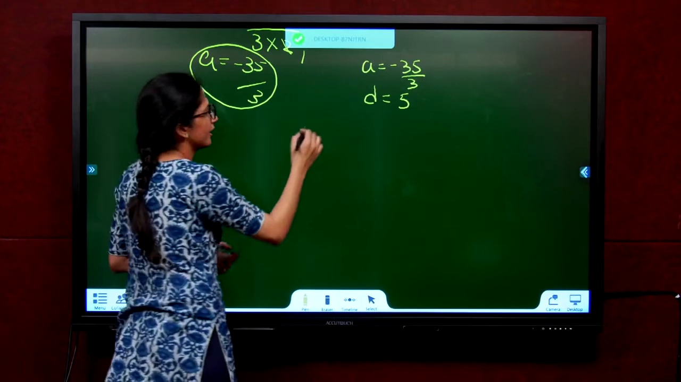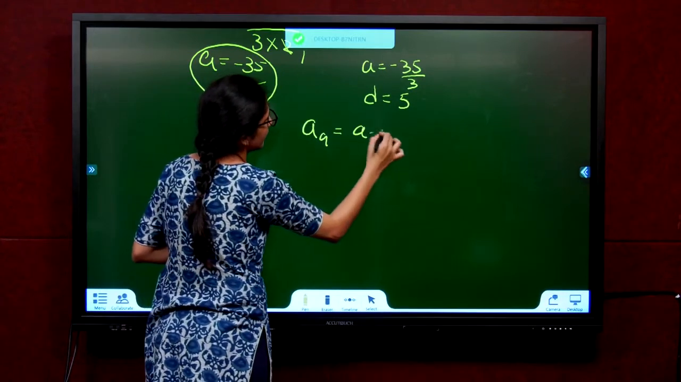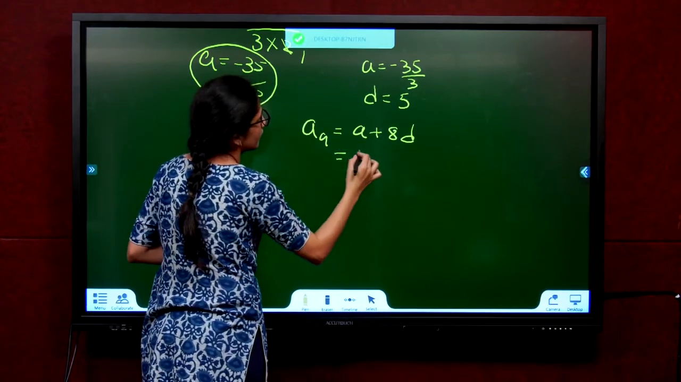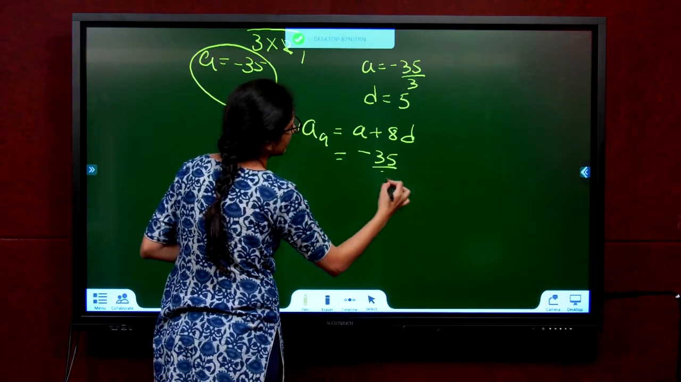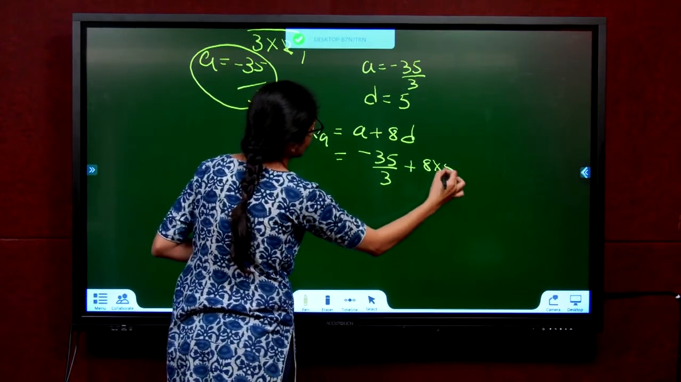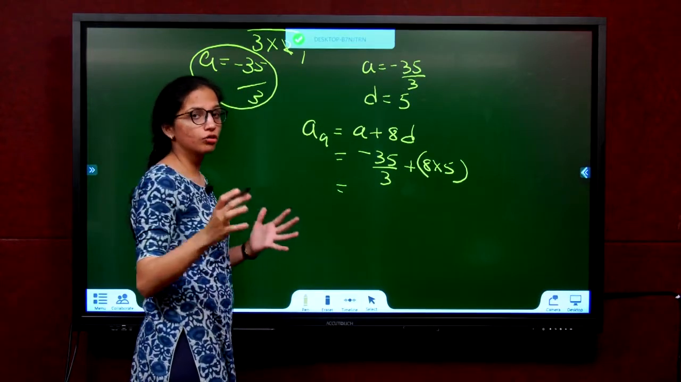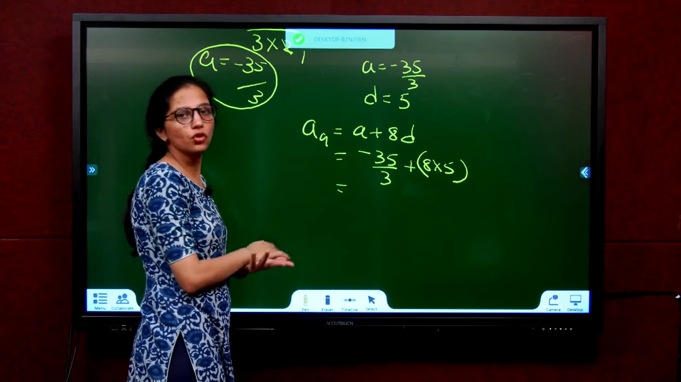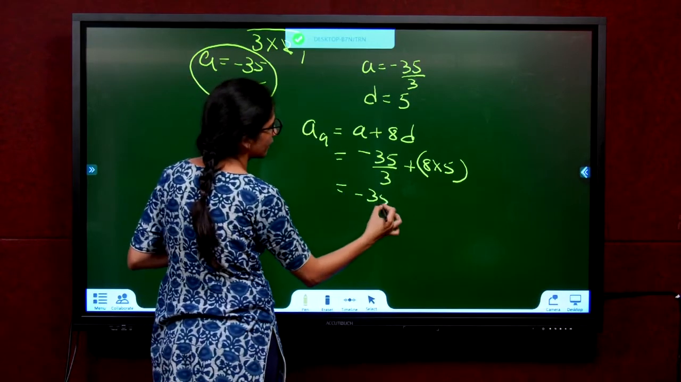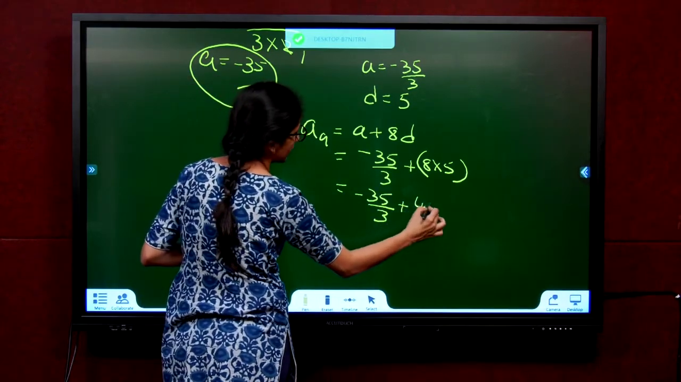Now they've asked us to find A9. A9 is A plus 8D. Minus 35 by 3 plus 8 into 5. Even if you don't put brackets, it's okay. You all know the BODMAS rule, multiplication first over addition. So minus 35 by 3 plus 40.